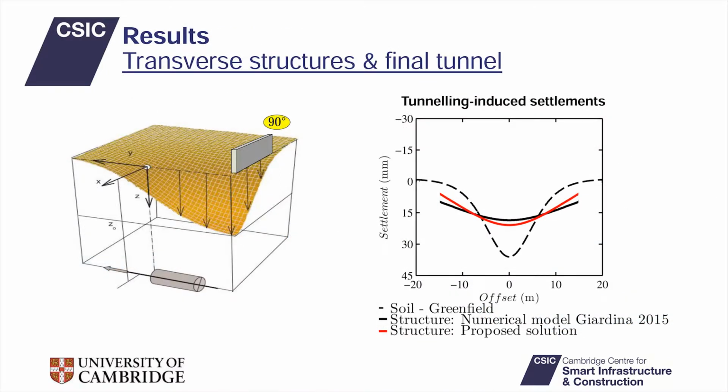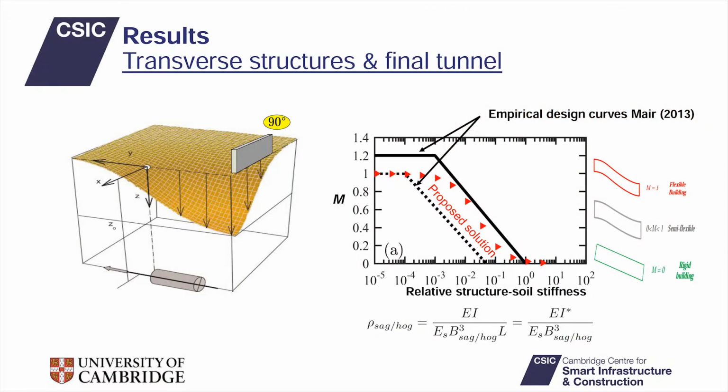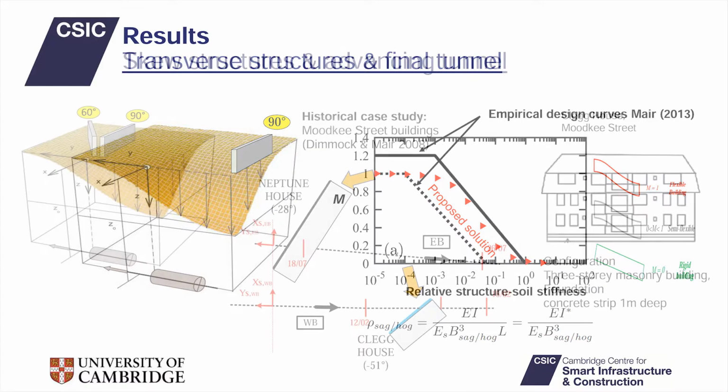Validation has first been carried out in the case of a perfectly transverse structure and final tunnel construction, and good agreement has been reached between our solutions and more complex numerical modeling. In addition, we have been looking at the variation of the modification factor with relative soil structure stiffness, and the proposed solution, plotted with red markers, compares well with the empirical design method proposed by Professor Mair from field data and previous investigations. This made us fairly confident that this simple tool was useful to also look at the effects of building skew and tunnel advancement.